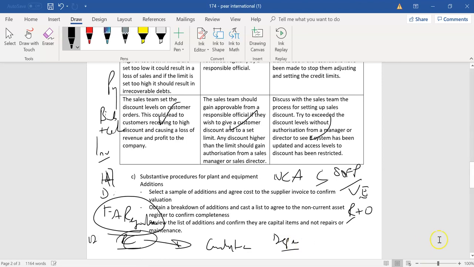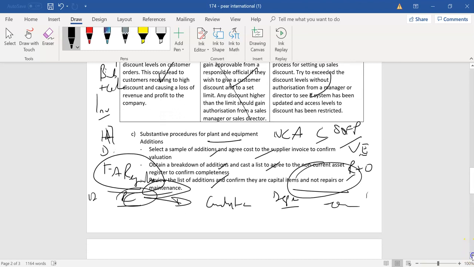That's it. Right. So where are we? Let's carry on. So you come up with some good examples. Substantive procedures: I want to actually know if this thing is yours. Select a sample of additions, agree cost to supplier. Okay, yes. This is just accuracy. Review the list to make sure, yes, this idea of capital items, repairs and maintenance classification. So you don't want to be overstating your non-current assets, because people will try and capitalize repairs.